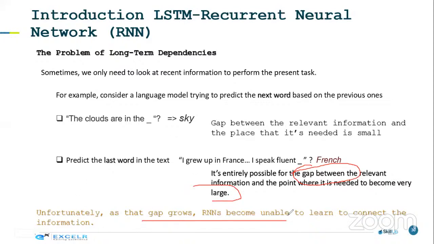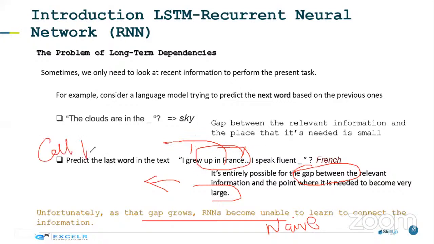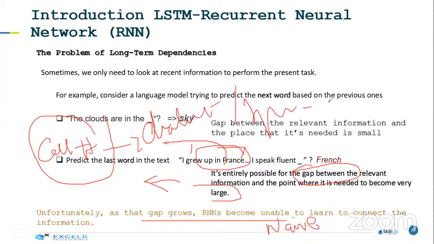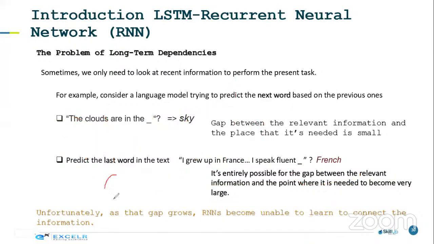And unfortunately, these kinds of gaps are not filled by simple or naive RNNs. So how can we solve this problem? We need to save this information: I grew up in France. This information needs to be stored somewhere in a cell. Even for human beings, whenever we are having a conversation, we store some information, and on the basis of that information we carry on our speech. So for that purpose, we need something called a storage or cell, which will be able to remember something.